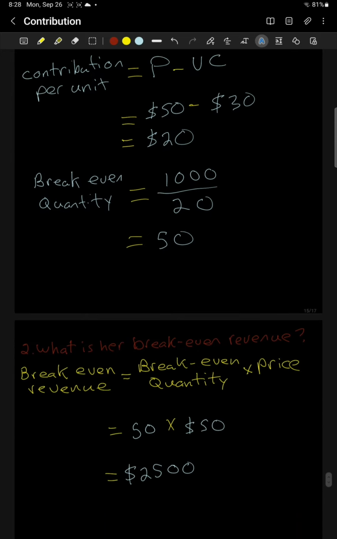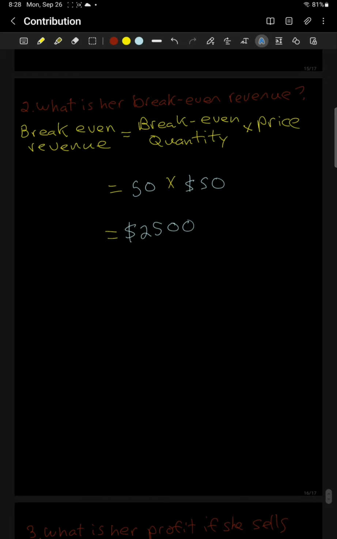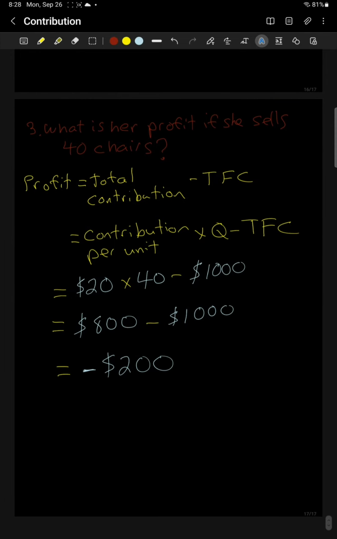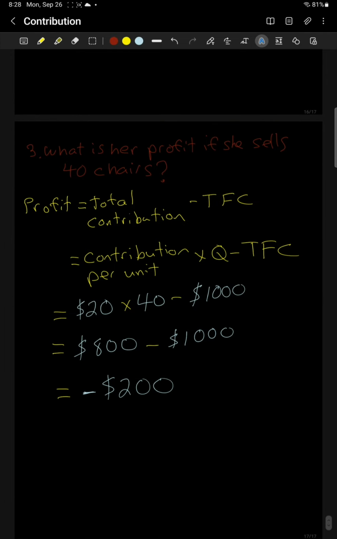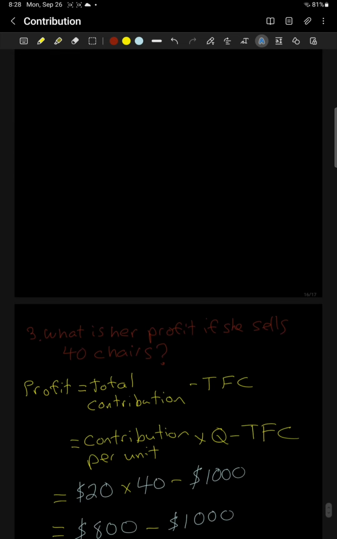Let's go to question 2. What is her break-even revenue? Break-even revenue equals break-even quantity times price. So we know that break-even quantity is 50 and the price is $50, $2,500. What is her profit if she sells 40 chairs? Oh, wait a second. We said the break-even quantity was 50. I think she's going to have a problem.